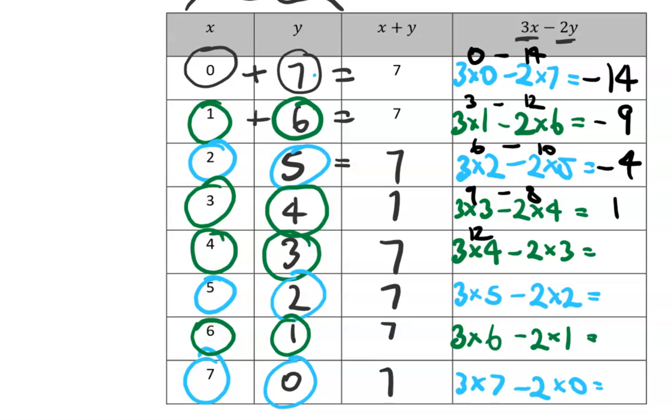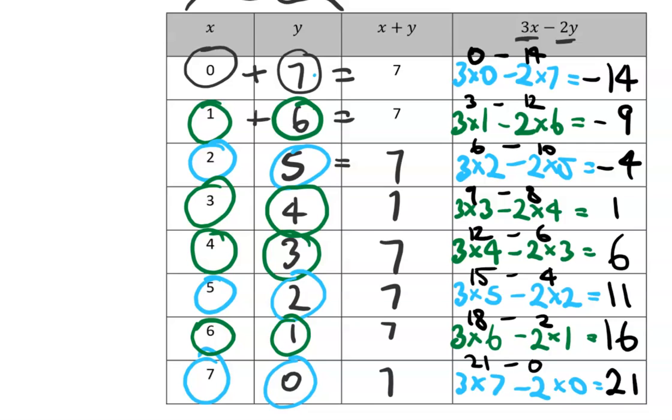3 times 4 is 12. Take away 2 times 3 is 6. 12 take away 6 is 6. 3 times 5 is 15. Take away 2 times 2 is 4. 15 take away 4 gives me 11. 3 times 6 is 18. Take away 2 times 1 is 2. 18 take away 2 is 16. 3 times 7, 21. Take away 2 times 0 is 0. 21 take away 0 is 21.